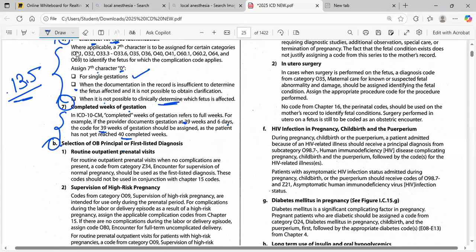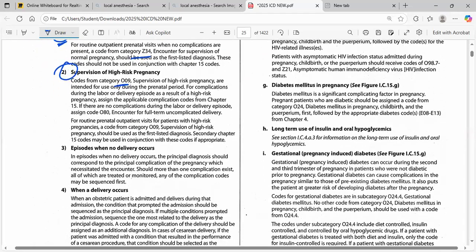So B will tell us what we have to use in the primary diagnosis, which we can determine with the OB principle or first listed diagnosis. First, routine outpatient prenatal visits. If it is a routine visit, we have to determine whether it's a normal visit or high risk. If it is routine normal, we have to use Z34. If it is high risk, we have to use O09. And if the patient is coming for the delivery, we have to code O80 or the type of delivery.